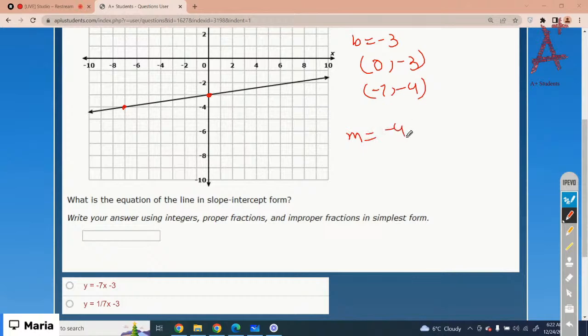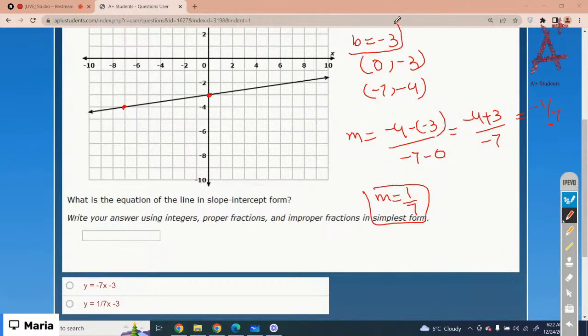y2 minus y1, negative 4 minus negative 3, and x2 minus x1, negative 7 minus 0. It would be negative 4 plus 3 over negative 7. Negative 4 plus 3 is negative 1 over negative 7. So slope equals 1 over 7. Got it? You put the slope and b in the equation. So it would be y equals 1 by 7x minus 3. So the correct option is the second one. Got it?